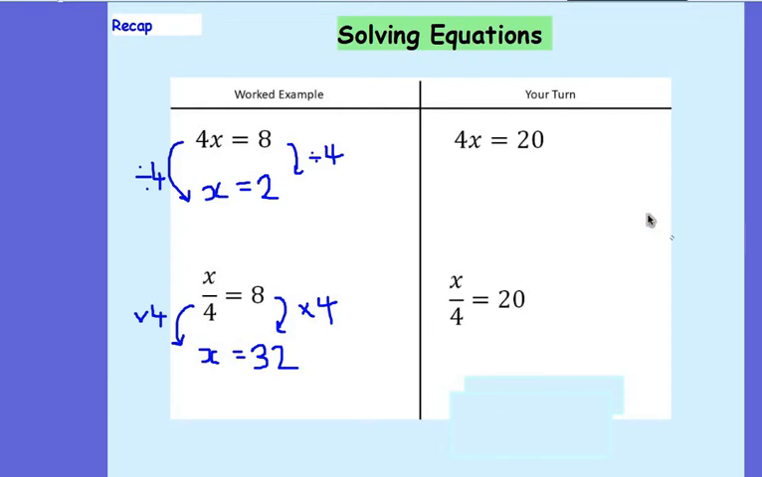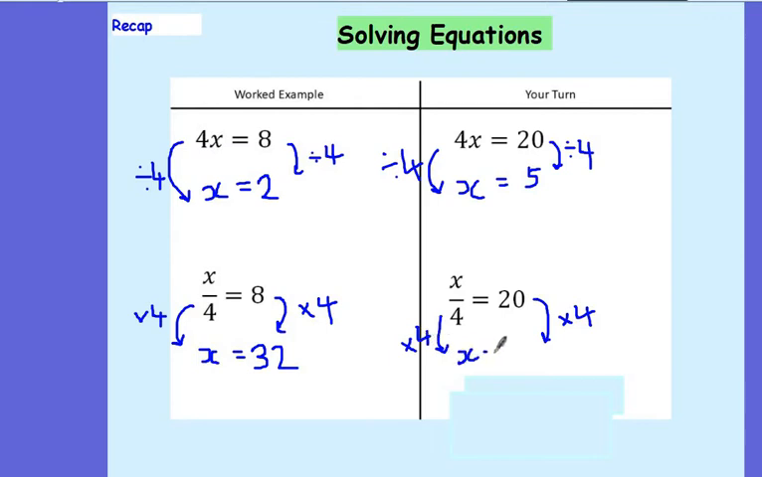Right, let's run through the answers. This time I've got 4x equals 20. In the same way, I'm going to divide both sides by 4, which leaves me with 5 on this side, x on this side, so x is equal to 5. We can double check. Is 4 times 5 equal to 20? Yes, it is. And for the next one, I'm going to multiply both sides by 4, which leaves me with x is equal to 80.